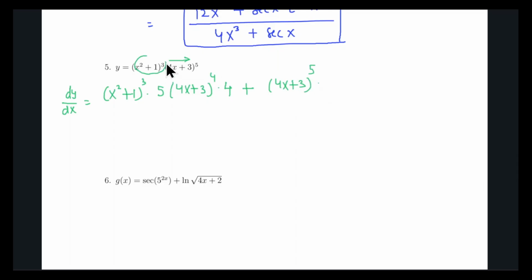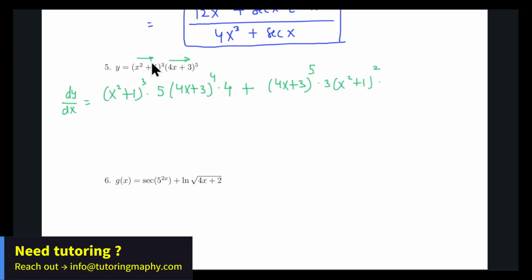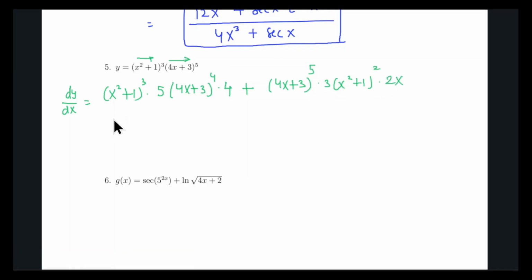And then we differentiate this guy, which is once again a power rule and then chain rule. So 3 comes down and then it is (x squared plus 1) squared. And then the derivative of x squared plus 1 is 2x. Finally, 5 times 4 is 20. So I can write it as 20 times (x squared plus 1) cubed and then (4x plus 3) to the power of 4. Plus 3 times 2x is 6x, and then 6x times (x squared plus 1) squared, and (4x plus 3) to the 5. So that should be our final answer.